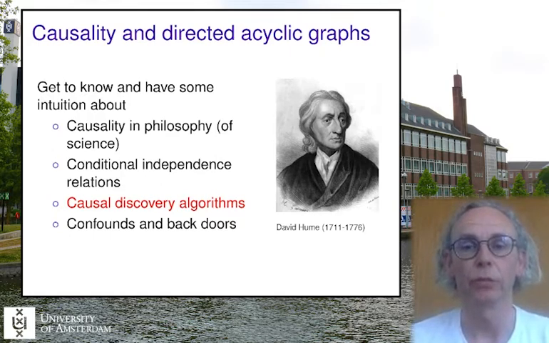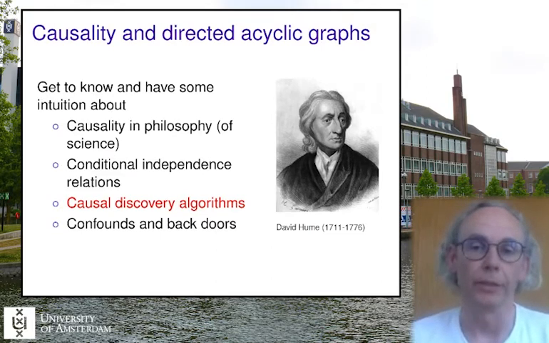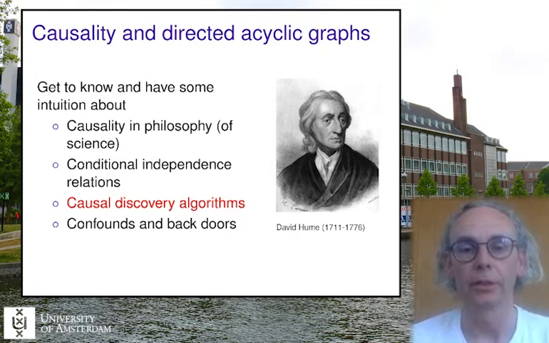We've seen how to work with the graphs or networks, and we've seen how conditional independence relations relate to those graphs, but what we haven't seen is how you get from those probability distributions to a particular graph. So how do you discover the particular causal relations? That's what we're going to discuss today.